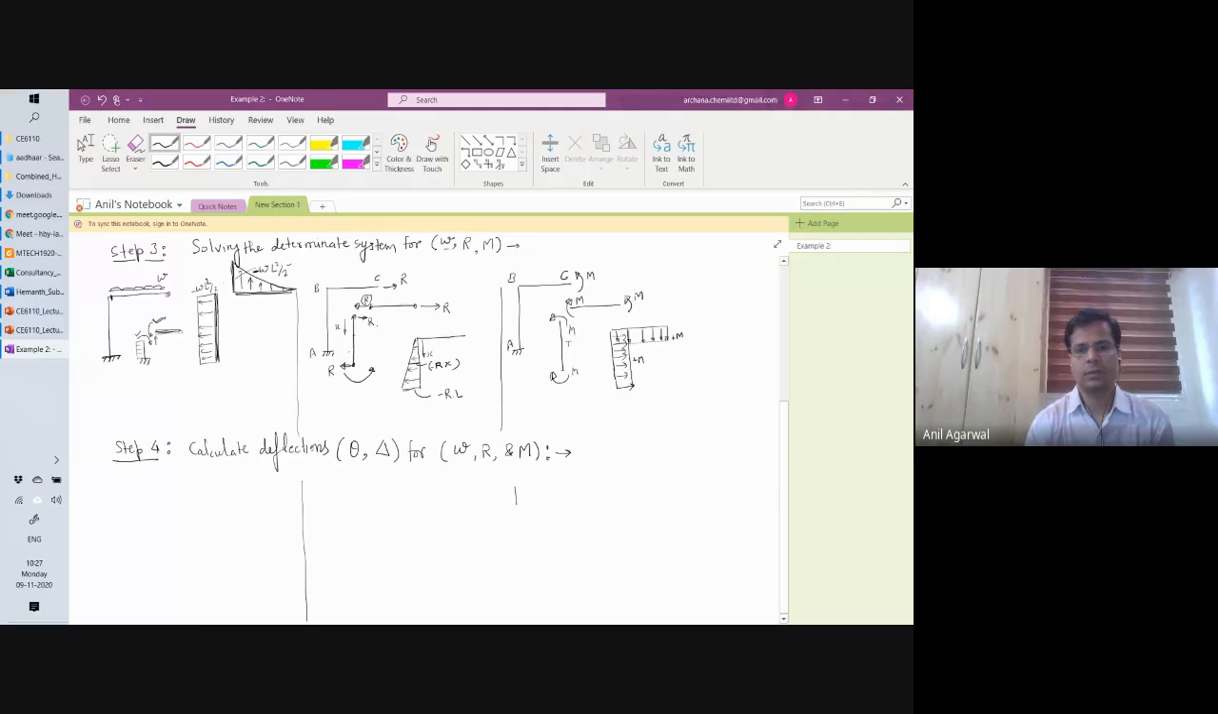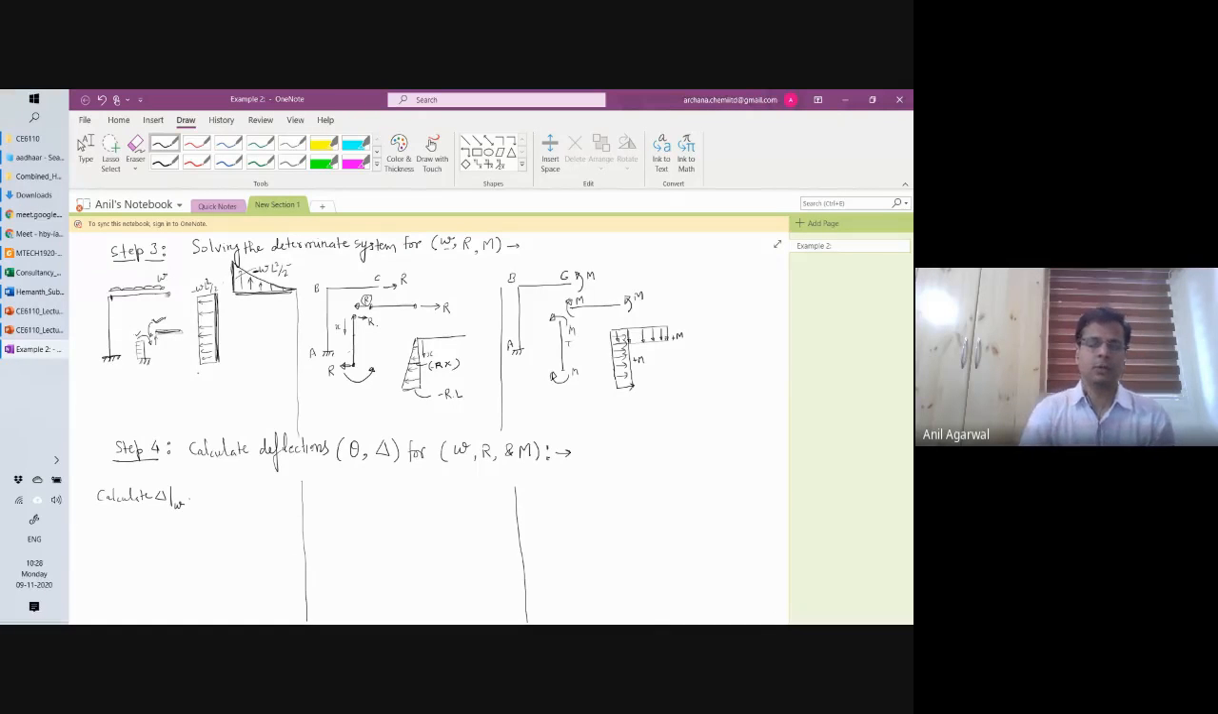Again, we will go step by step. First we will calculate deltas and then we will calculate thetas. Delta due to W. Okay, calculate delta due to W. Now we will use the virtual work method. What is the virtual work method? What do we do? First, we apply the virtual load.